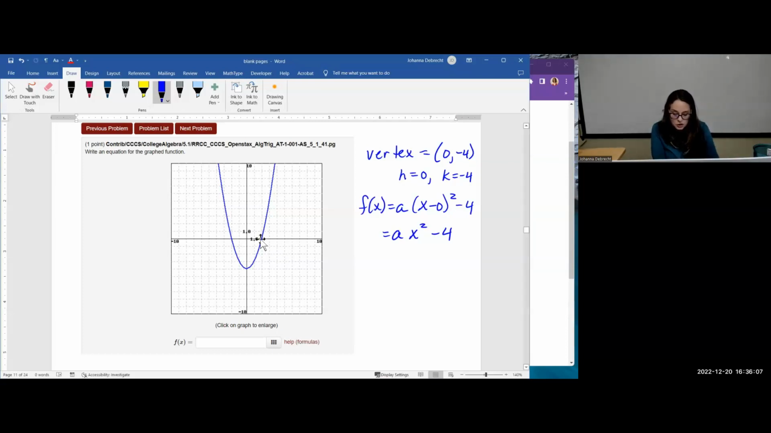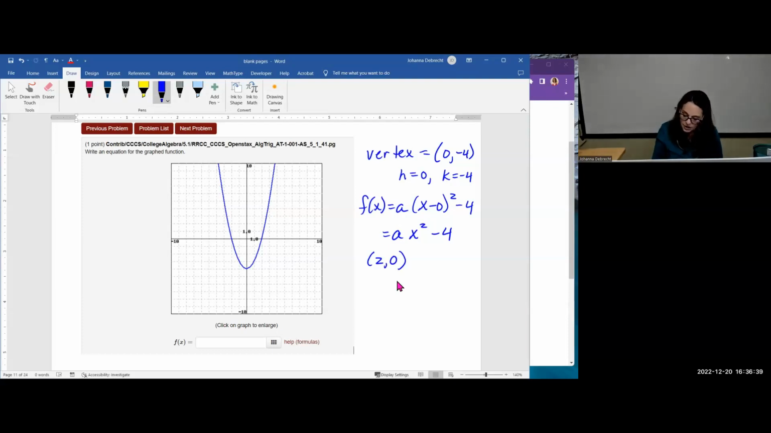Now I've got to find at least one exact point on the parabola, but I've actually got two. It goes through both (2, 0) and (-2, 0). It also looks like it goes through 1, -3 and -1, -3. But for sure it's crossing at (2, 0) and (-2, 0). So I'm going to use the easier of those 2 points. I'm going to use (2, 0). You can use any point as long as it goes through exactly.